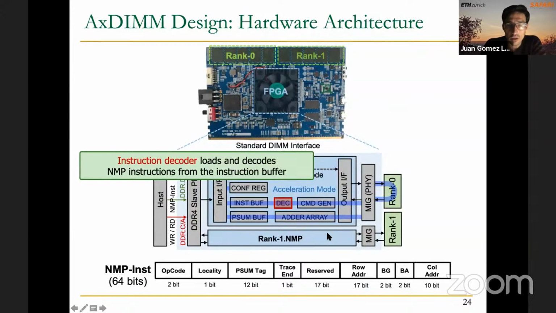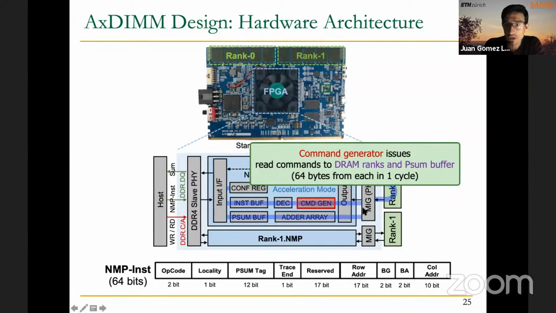Then another thing that we can identify here in this pipeline is this instruction decoder. This instruction decoder essentially fetches instructions from the instruction buffer, decodes them, and then sends the corresponding signals to the rest of the elements in the pipeline, for example, this command generator or the other array.